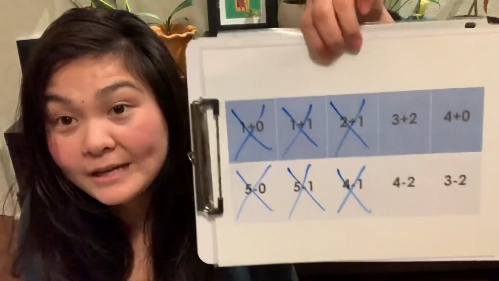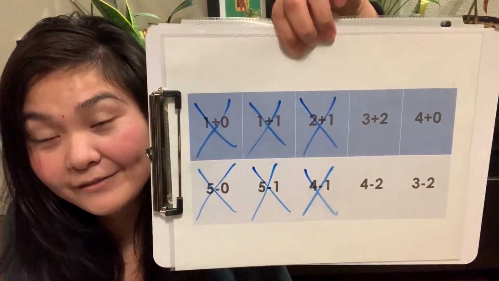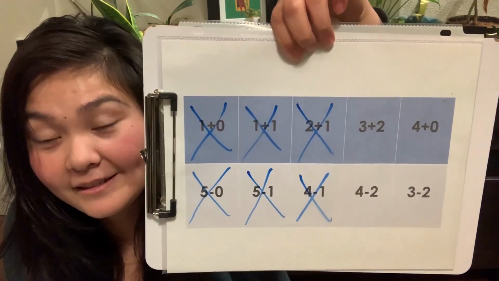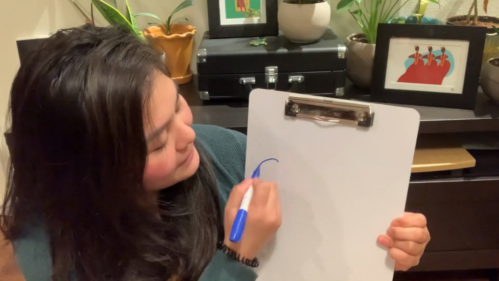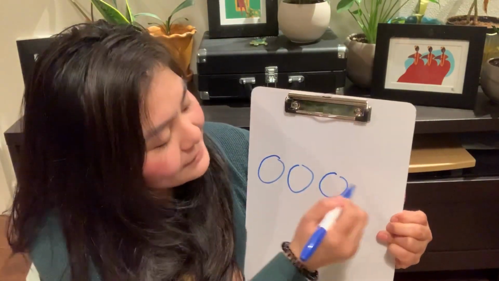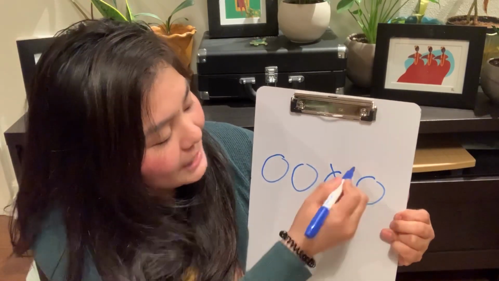Now, the next story is, I had 4 tires and 2 tires popped. I'm going to draw that story here using symbols. I had 4 tires and 2 tires popped.